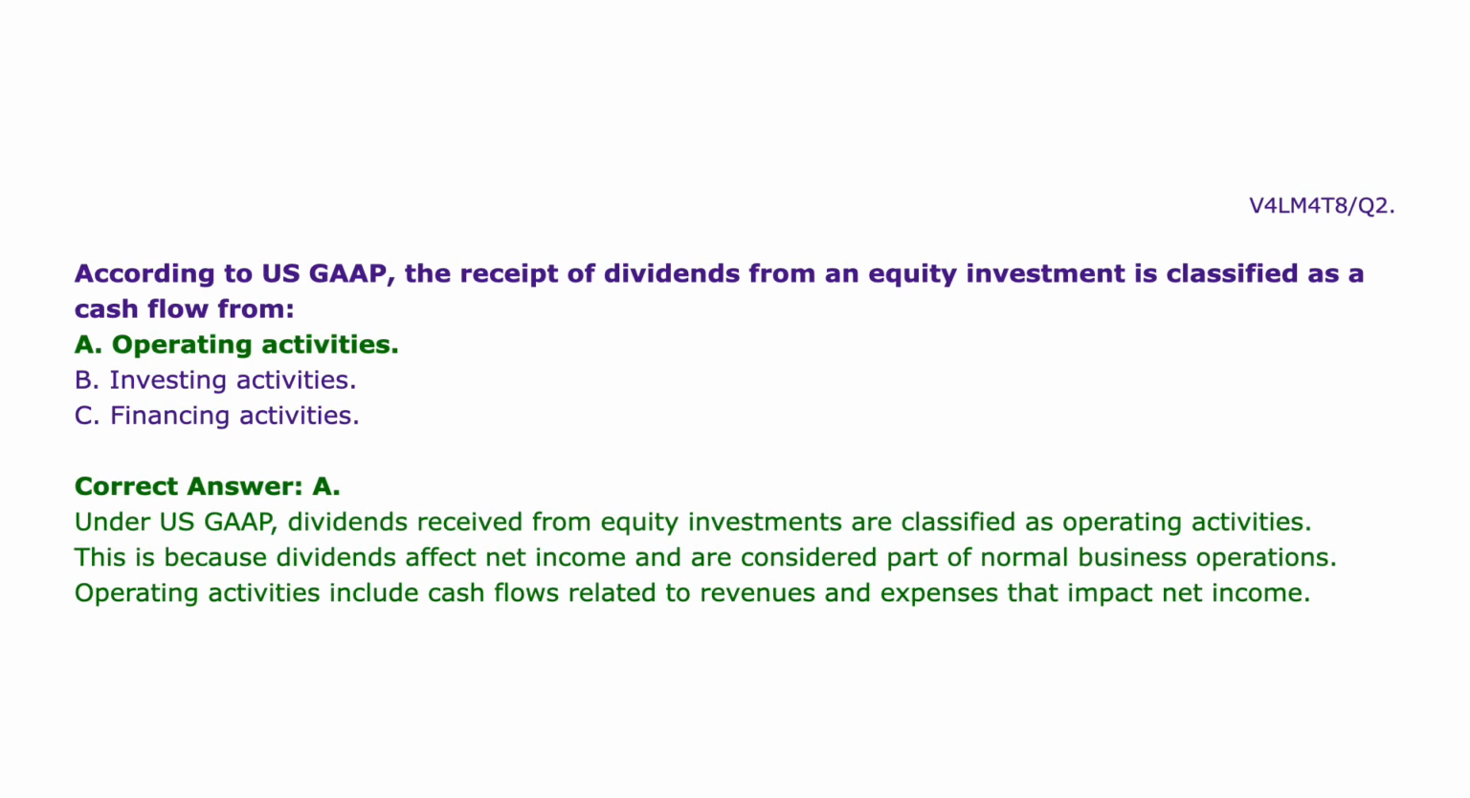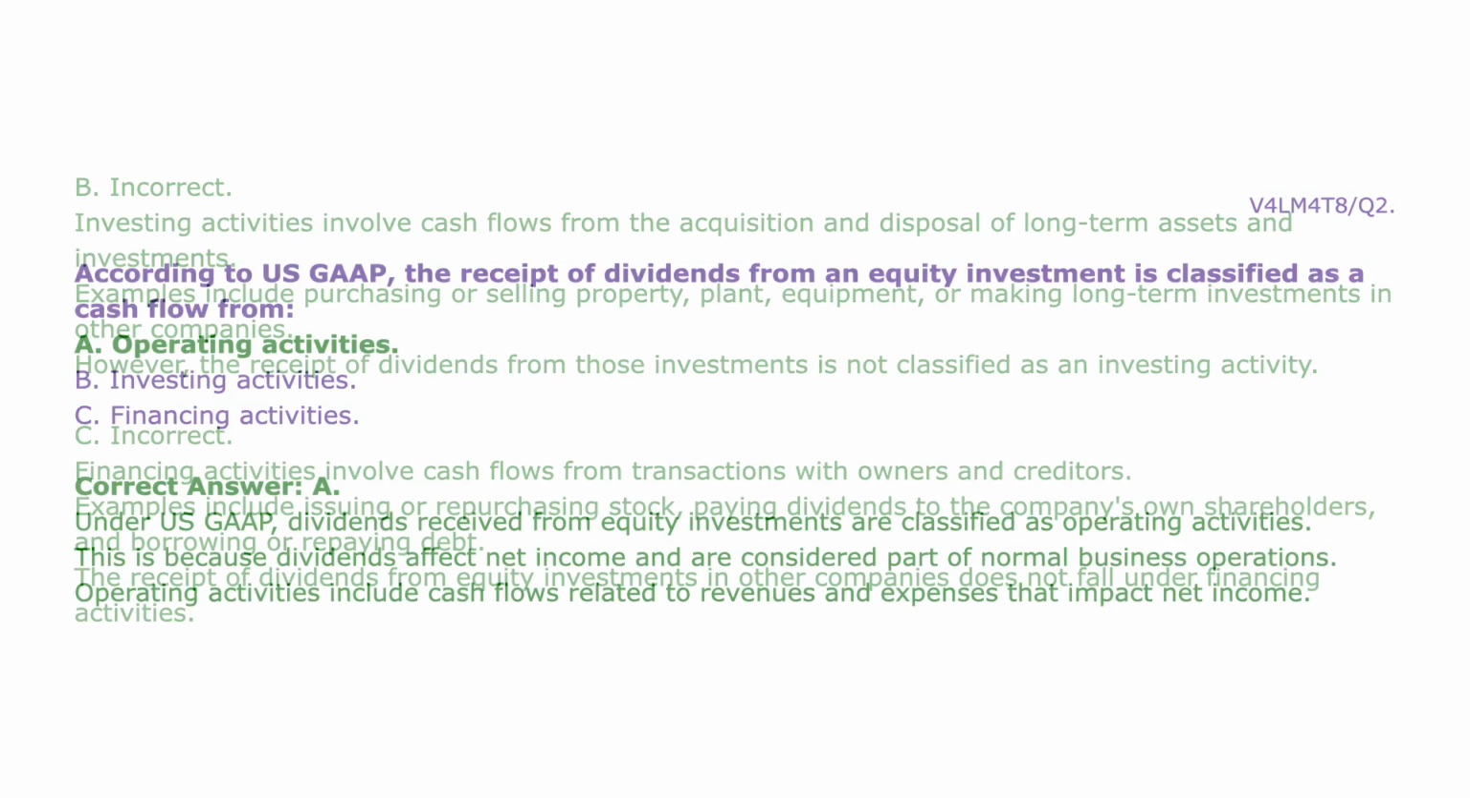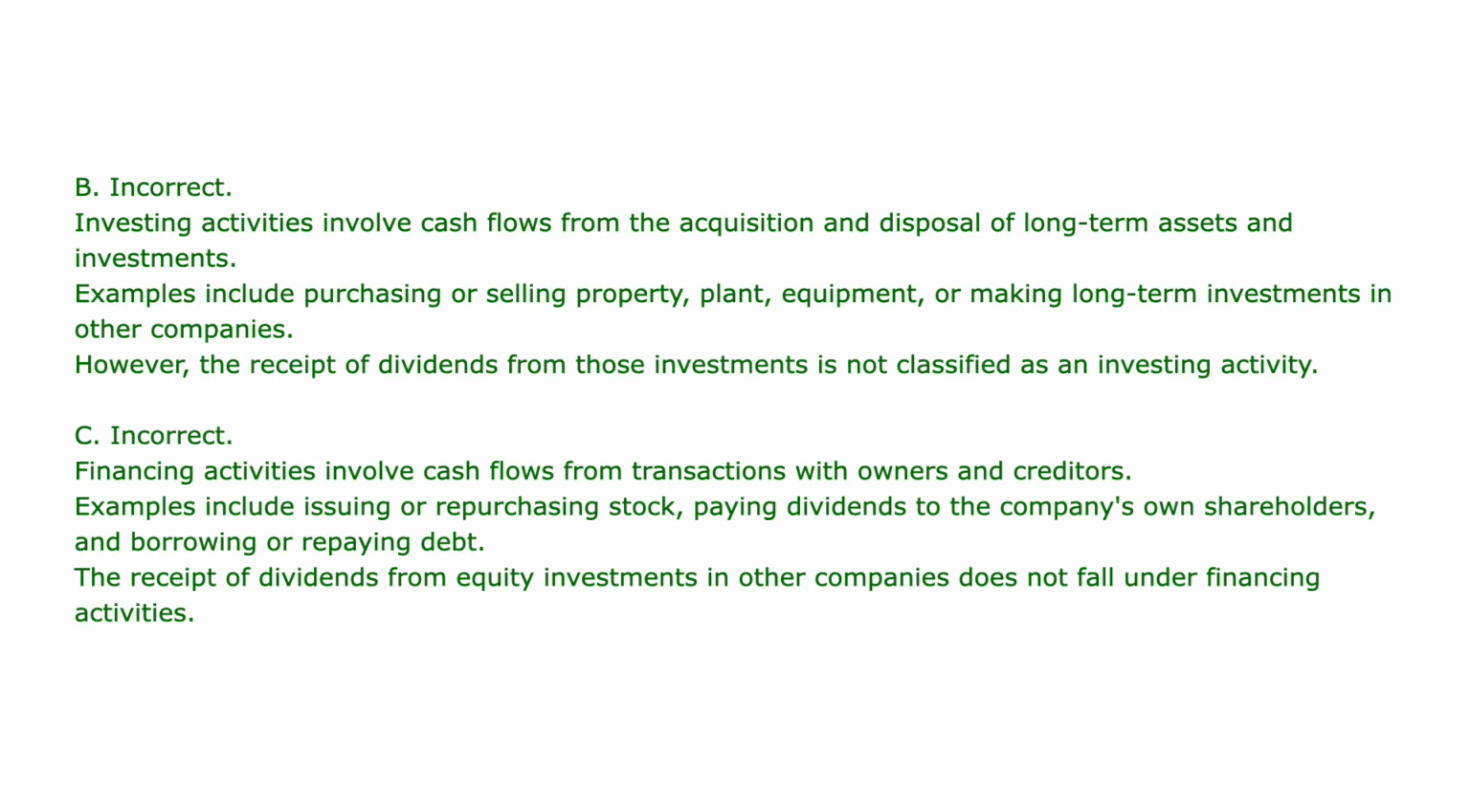US GAAP classifies dividends from equity investments as operating activities due to their impact on net income. B. Incorrect. Investing activities involve cash flows from acquiring and disposing of long-term assets and investments, excluding dividend receipts. C. Incorrect. Financing activities involve cash flows from transactions with owners and creditors, including issuing or repurchasing stock, paying dividends, and borrowing or repaying debt.